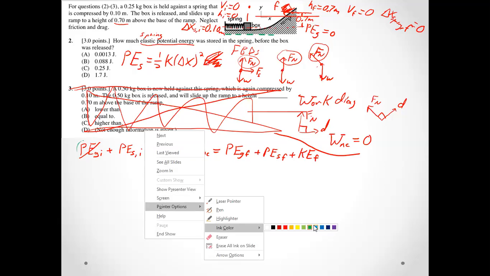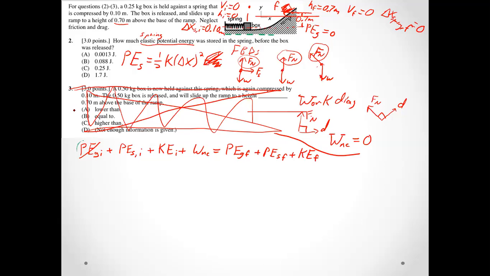All right, now I'm gonna change back to red. Well, I don't really like red. That's just the default color and I always forget to change it.